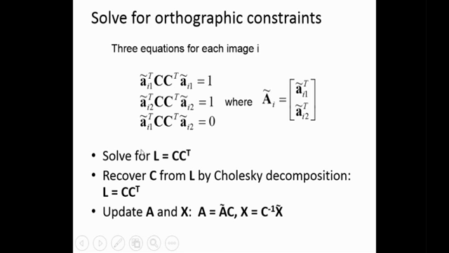So the way you solve for it is you first solve for L. You say L is equal to C C transpose. And then you can recover C from L using Cholesky decomposition. Then you update your A and your X matrices by post-multiplying A tilde by C and pre-multiplying X tilde by C inverse.